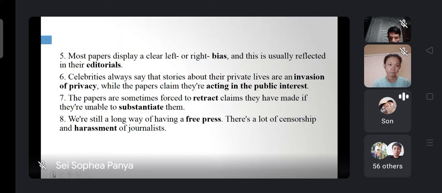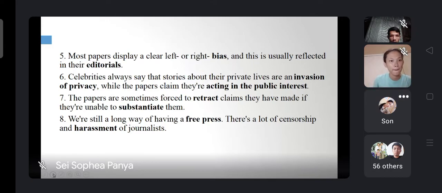7. The papers are sometimes forced to retract claims they have made if they are unable to substantiate them. So retract here means withdraw, and substantiate means provide evidence to support or prove the truth of.